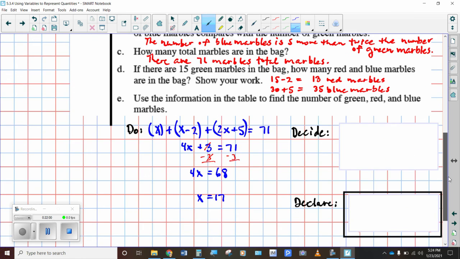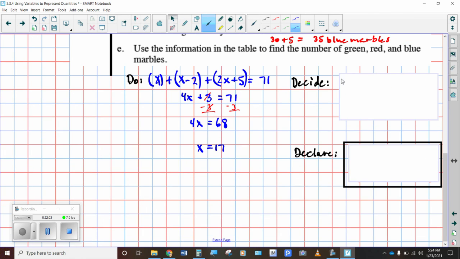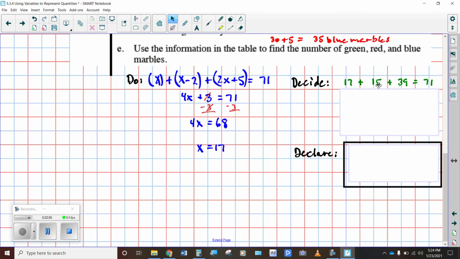So for the decide portion, we need to add all those together. So our 17 plus 15 plus 39 equal to 71. Well, 17 and 15 makes 32, and 32 plus 39 is 71. Yes. So we got our answer.